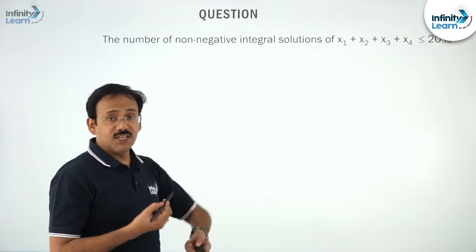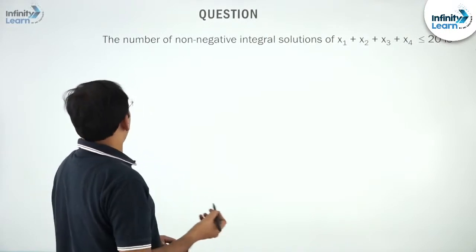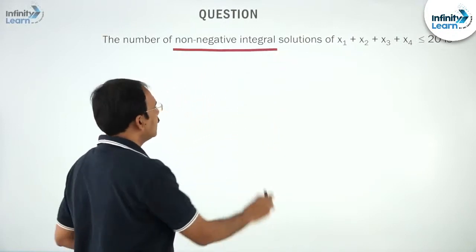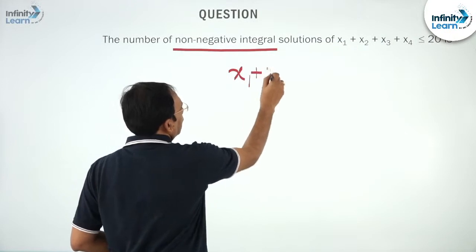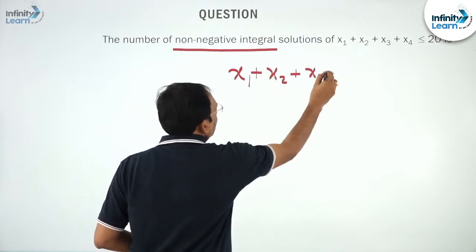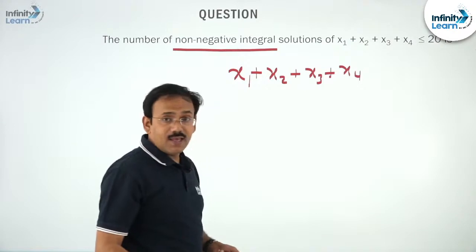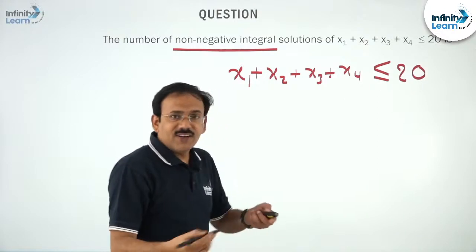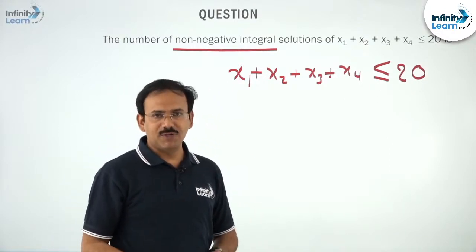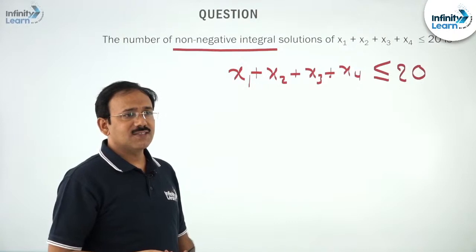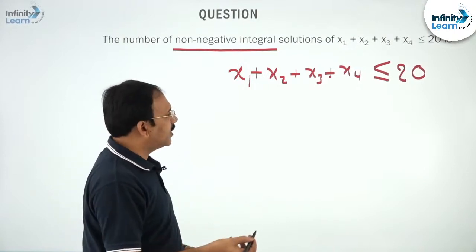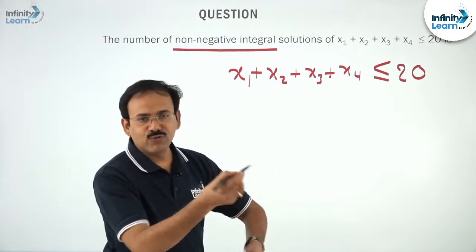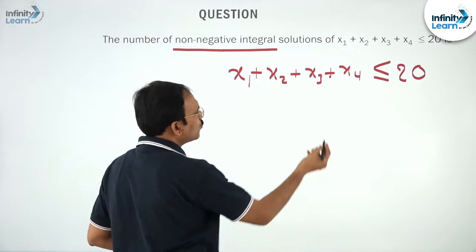Next, you see this question. What is given here? The number of non-negative integral solutions of: first variable plus second variable plus third variable plus fourth variable is less than or equal to 20. And if it is an equation equal to 20, we have a formula. Less than or equal to 20 means how to do? Generally a student will think, what is there? It is very simple. You write the solution for equal to 20.